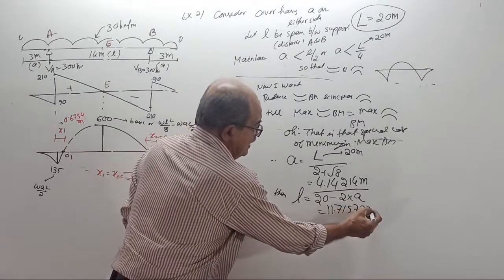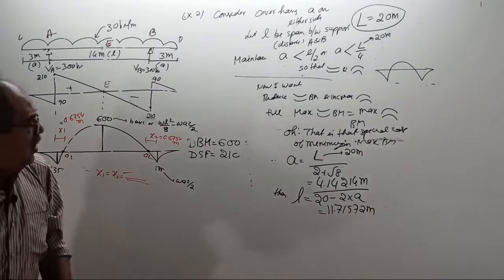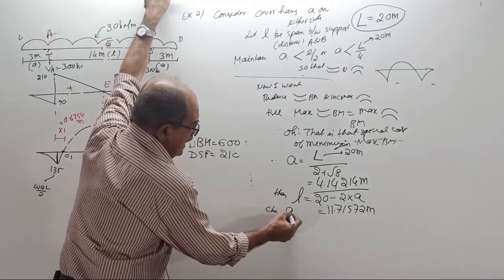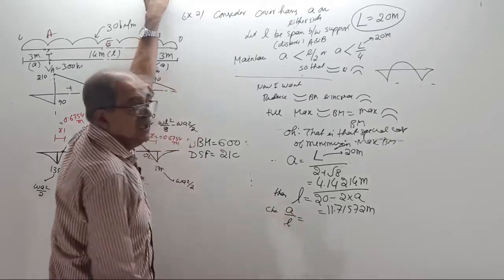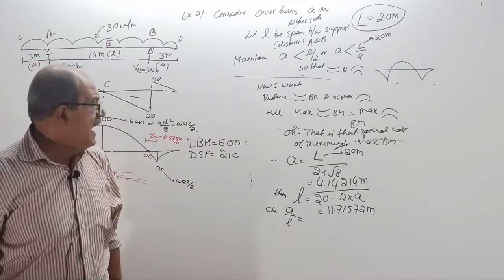11.572 meter. Tell me, correct or wrong? Quickly tell. Therefore, now do one thing. Apply a check. Tell me your A by L now. Tell the answer. Check your A by L.